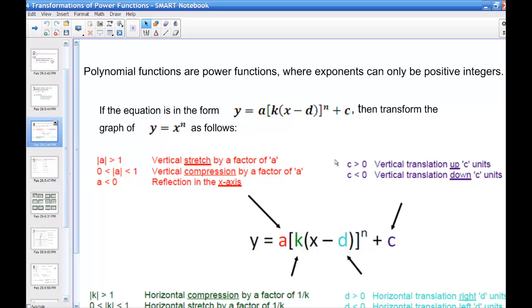So polynomial functions are power functions, and their exponents can only be integers. They can only be positive. In the equation of the form y equals a(k(x minus d)) to the power of n plus c, a is the vertical stretch or compression, k is the horizontal stretch or compression by a factor of 1 over k, d is the horizontal translation, left or right, and you're going to the right if this is negative, and c is the vertical translation, up or down. If it's positive, it's up. If it's negative, it's going down.